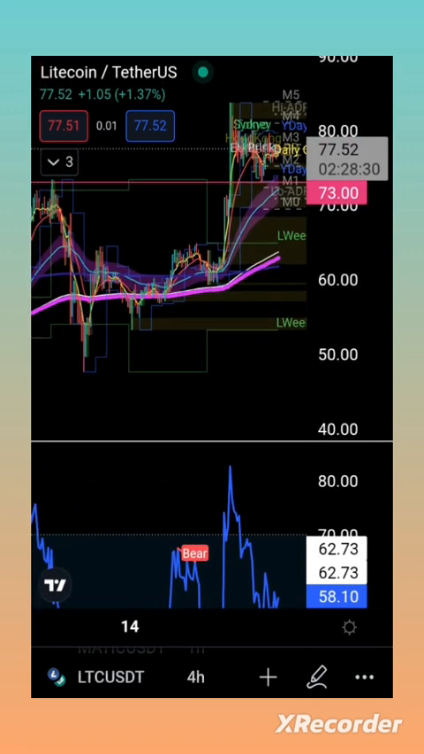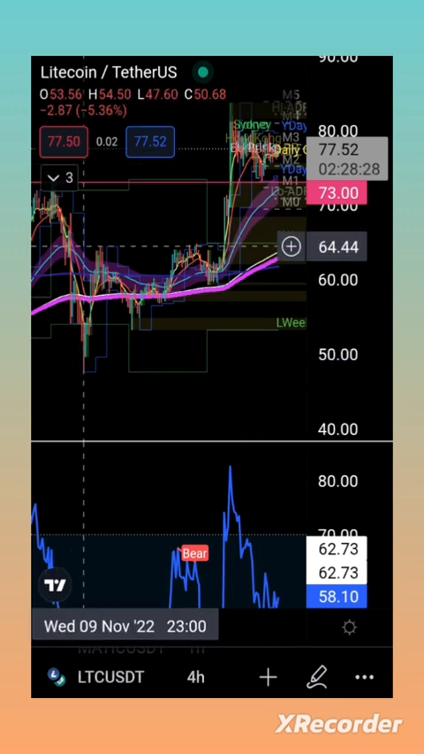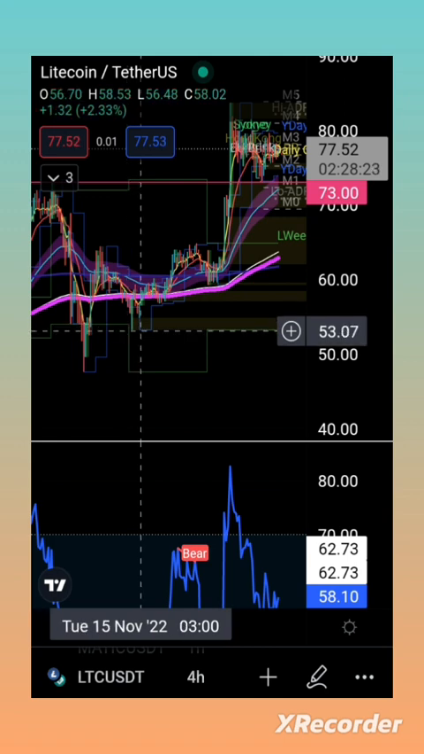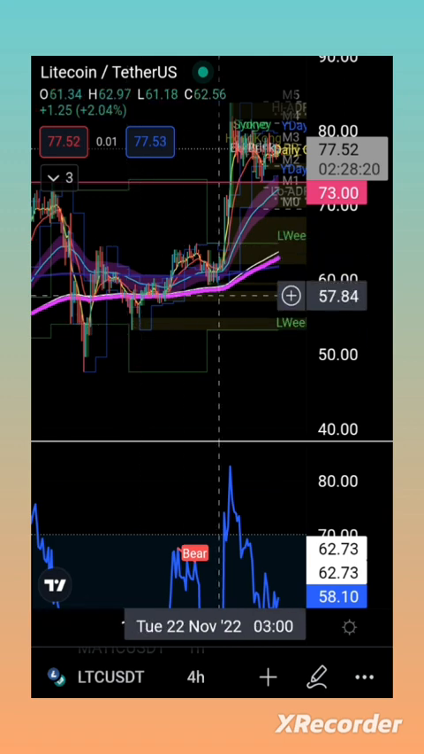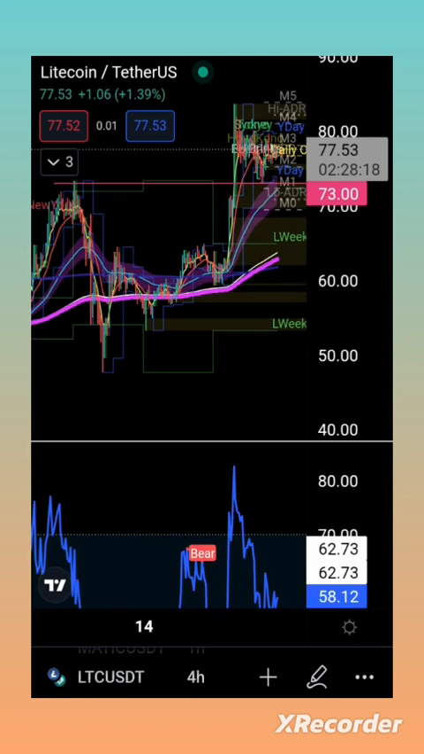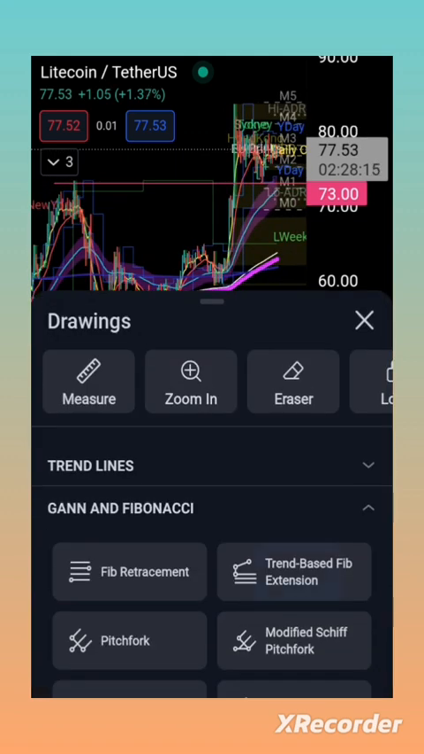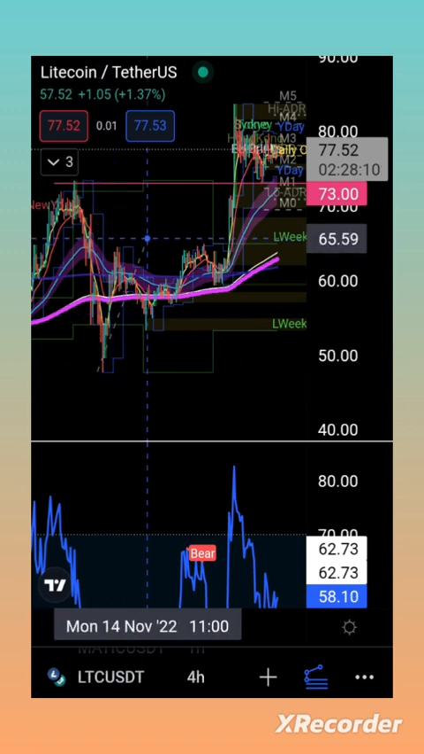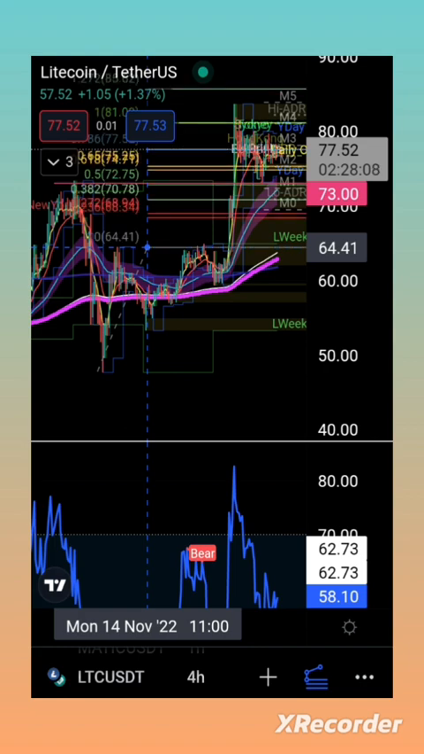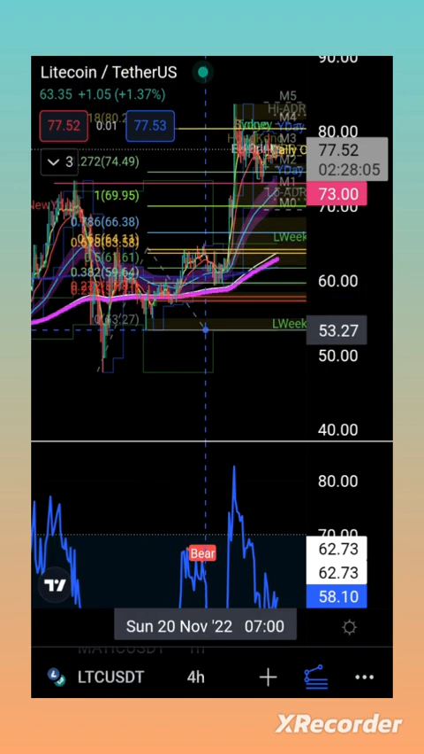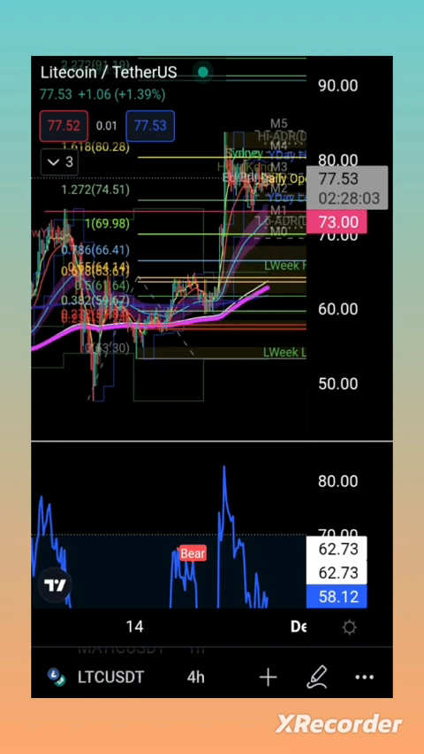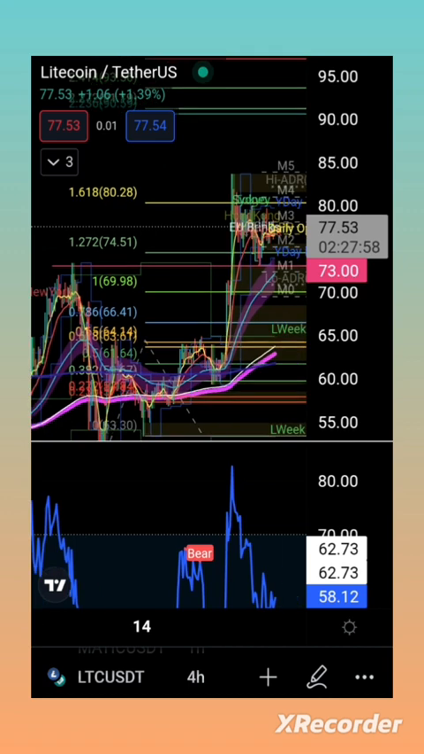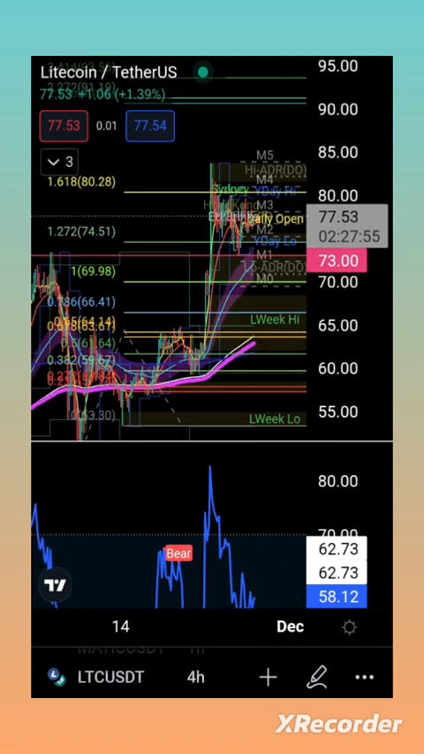If we say this is a 1, the 1 started over here, and this was a 2, and then we had another 1 and a 2, and that was a wave 3 up. So if we want to measure the wave 3, we take the trend base fib from the bottom of 1 to the top of 1 to the bottom of 2. It will give you fib extensions for wave 3. It will show you that the 1.618 was hit, which is a very fair extension for wave 3.